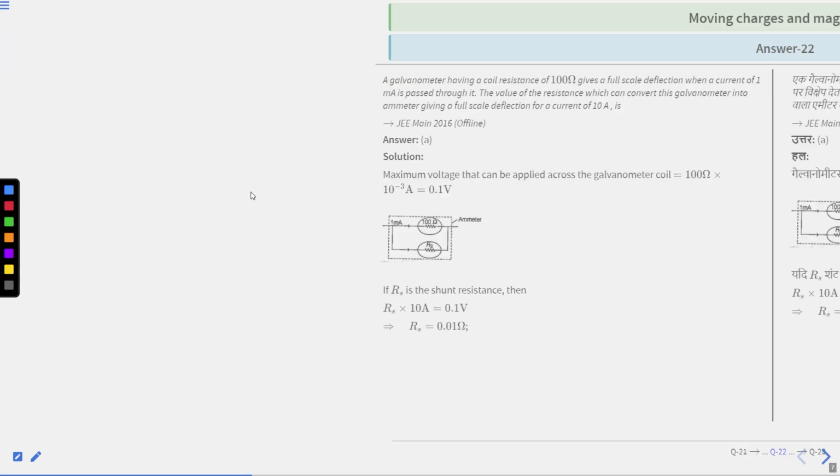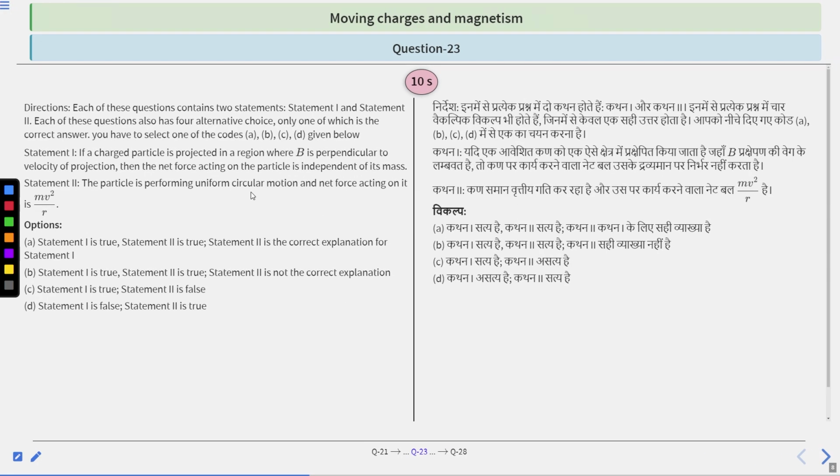Next question. Question 23. This is a different type of question, an assertion or reason type question. So, directions. Each of these questions contains two statements, statement first and statement second. Clear? Each of these questions also has four alternative choices, only one of which is the correct answer. You have to select one of the codes A, B, C, D, which is given below.